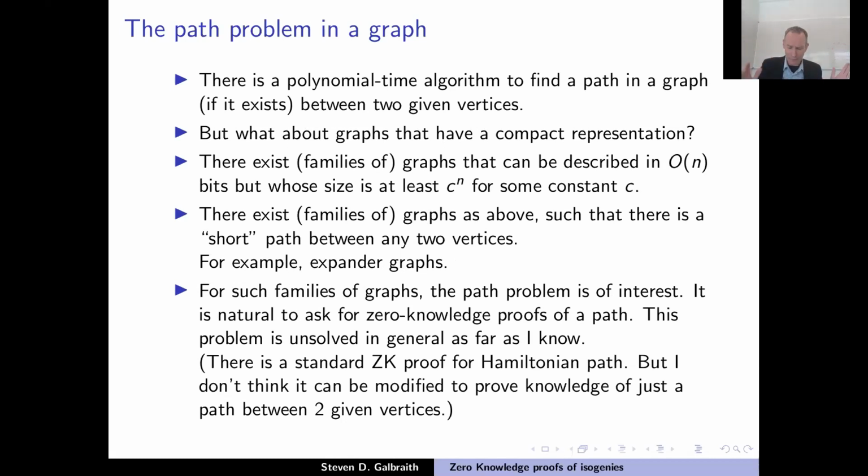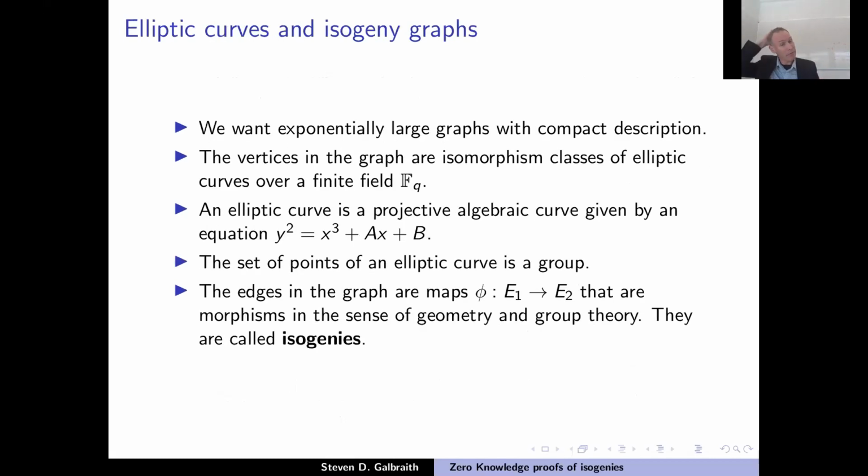Right, so what are these graphs? I'm now going to tell you an example of a graph whose size is exponential in the length of its description. And those who know me will know that this is to do with elliptic curves. It's just one slide, really. This won't help you much if you've never seen anything about elliptic curves before. But the vertices in the graph are going to be isomorphism classes of elliptic curves, whatever that means. So the objects in the graph are some number theoretic object, which is actually a group. So each vertex corresponds to a group.